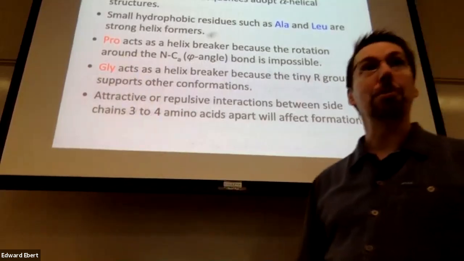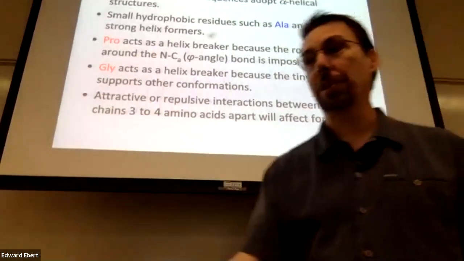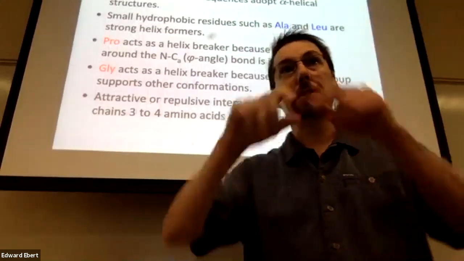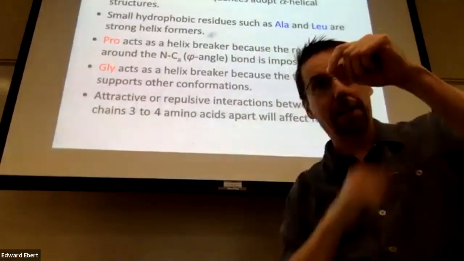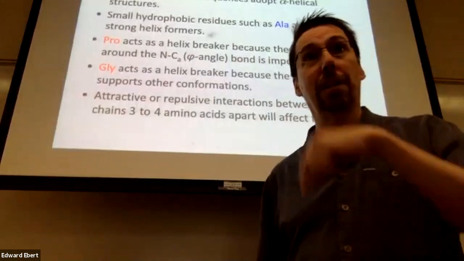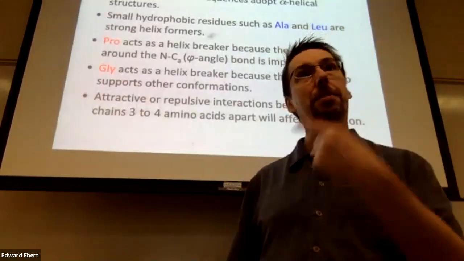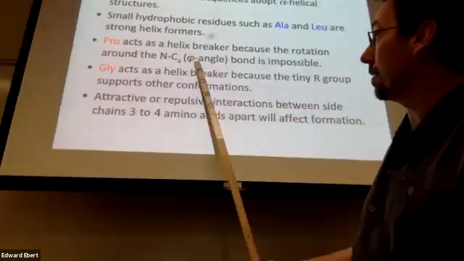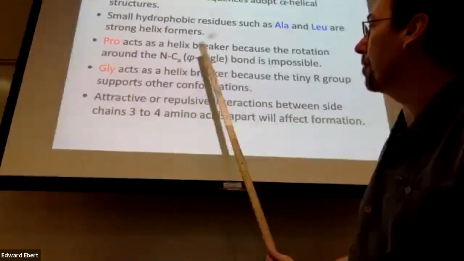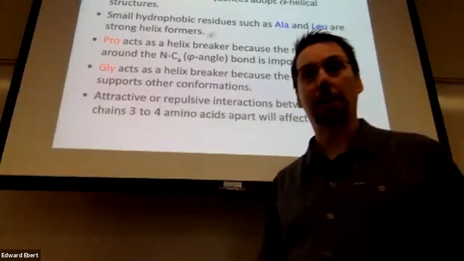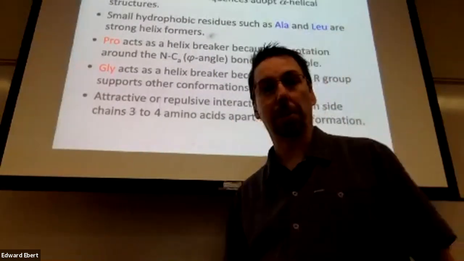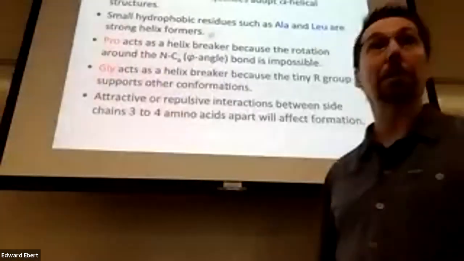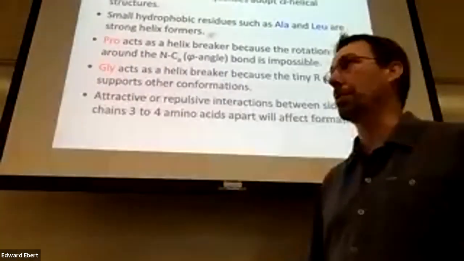And they disrupt it in two different ways. Proline, remember, is a helix breaker because its R group goes back and attaches to the amino group, so it actually has that ring there. It prevents it from adopting the alpha helical conformation, because that phi angle is made impossible by the bend of the proline. So proline is highly constrained. It can't get in that position.